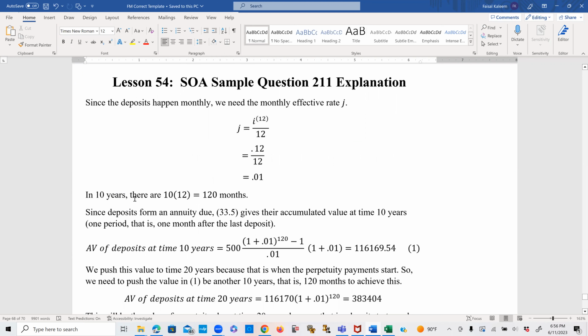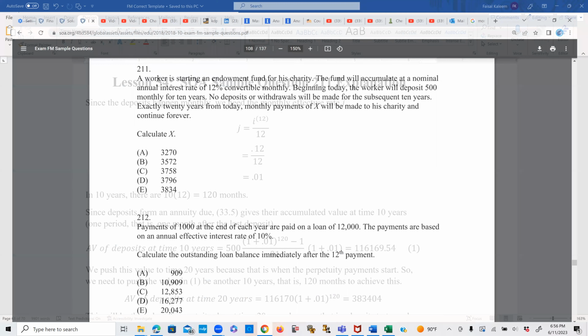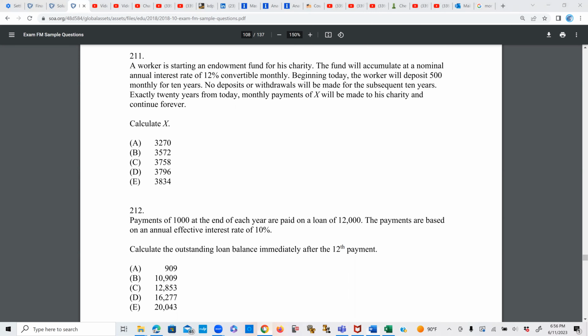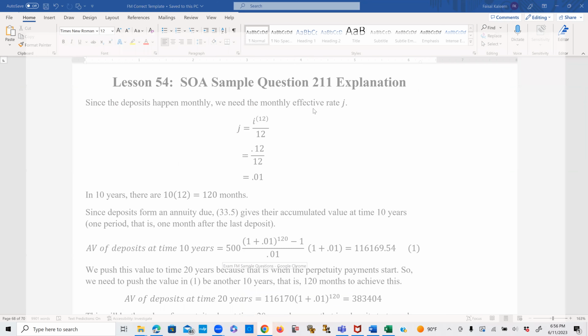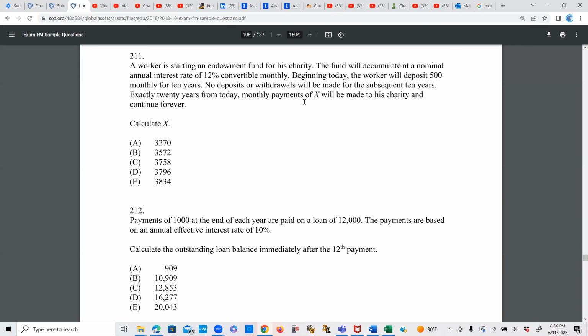And the contributions are made for 10 years. We need to find how many months there are in 10 years since the contributions are monthly. So there are 10 times 12 equals 120 months. What we will do is calculate the accumulated value of the deposits, and move that accumulated value to the time when the first payment is starting, the first payback is starting.